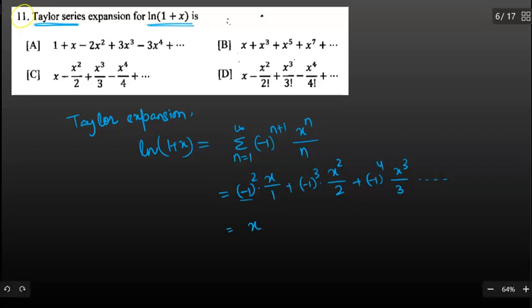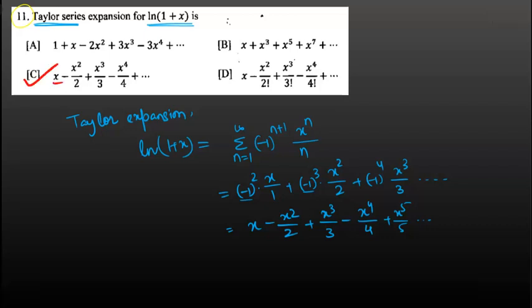So x, again minus 1 raised to the power 3, that is minus 1. So minus 1 into x square by 2 minus x square by 2 plus x cube by 3 minus x fourth by 4 plus x fifth by 5 and so on. So it continues like this. And what is the correct option for this? So correct option number C, that is x minus x square by 2 plus x cube by 3 minus x fourth by 4 and so on. So let's move to the next question.